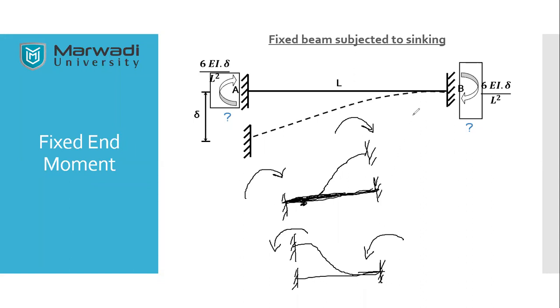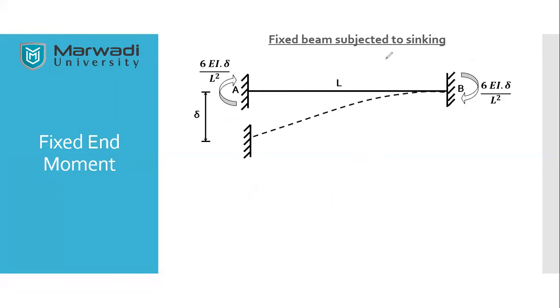Is that clear? Now in this case, what happens? The beam's left support is sinking. So as to compensate for that sinking, what shall I do? I need to apply a moment in this direction so as to make the beam return to its own position. So this is how the direction of fixed end moment in case of sinking is decided. Is that clear?